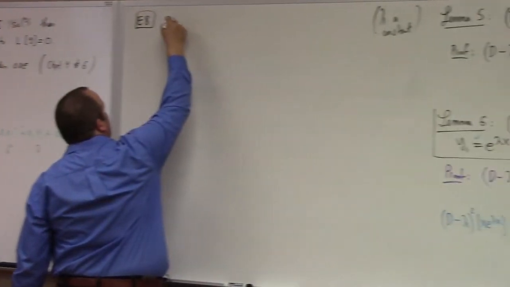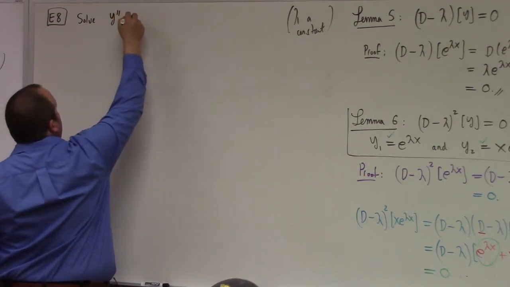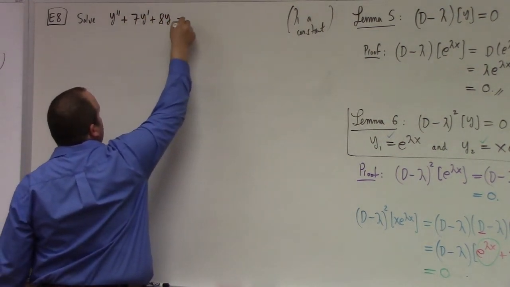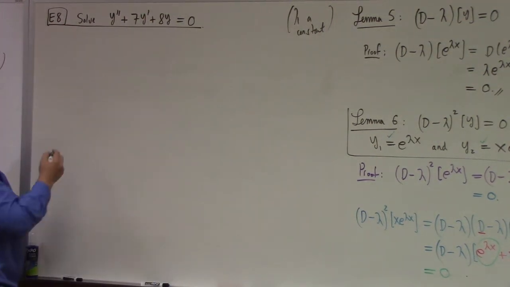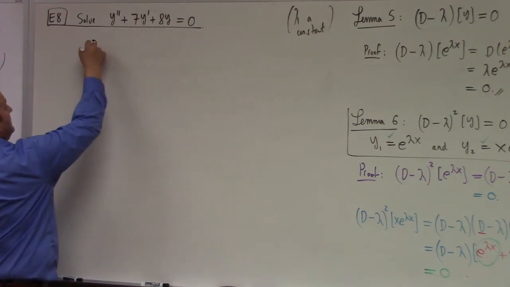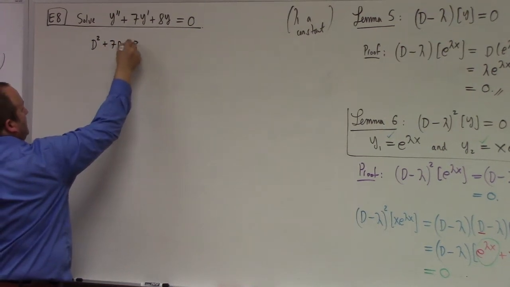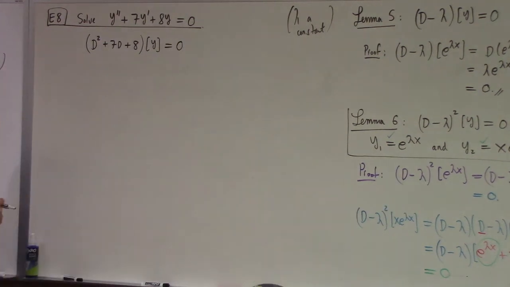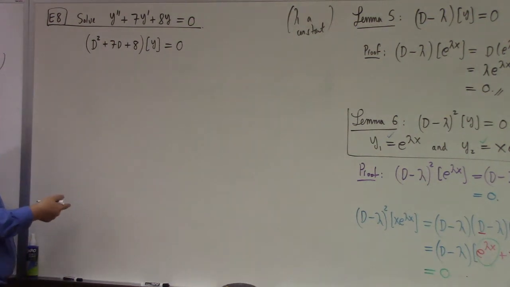So let's solve y'' + 7y' + 8y = 0. Here's what we do. This is (D^2 + 7D + 8) acting on y equals 0, right? But by the lemma I just erased, we can factor, right?